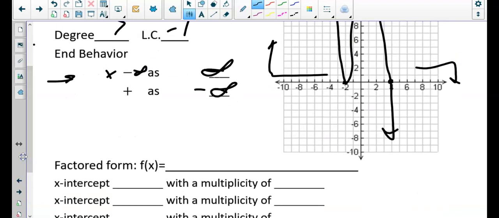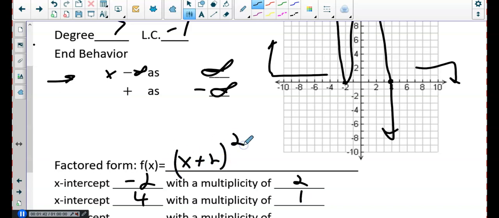Okay, factored form. Obviously, we have intercepts at -2, which has a bounce, so that's 2, and +4, which goes through, so that's a 1. So to get a -2, we need x plus 2, and we need 2 of them. And for 4, we need x minus 4, and that's our factored form.